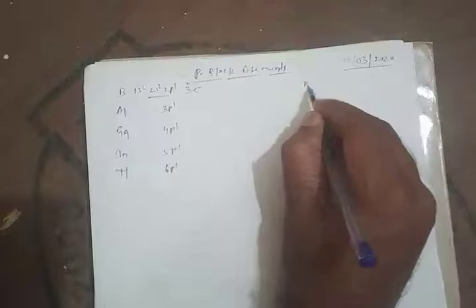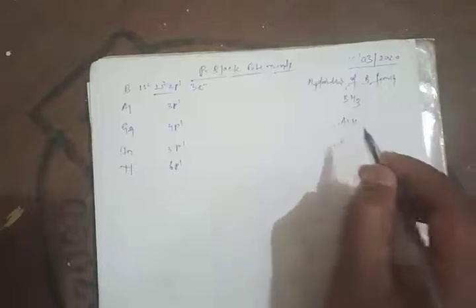Now the hydrides of boron family members. So the very first is boron, which has BH3, then AlH3, then GaH3, then InH3, and then TlH3.